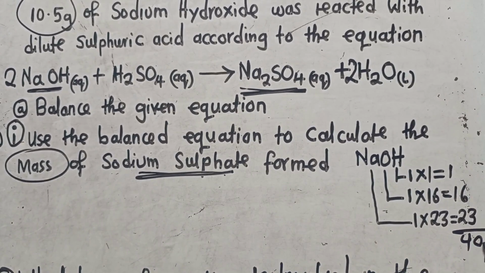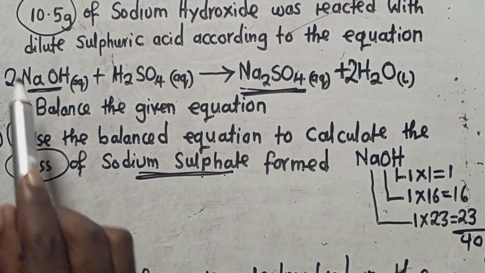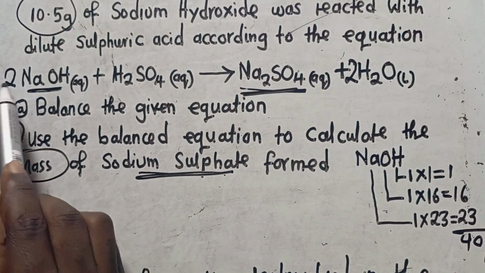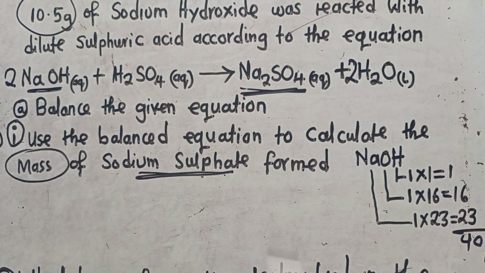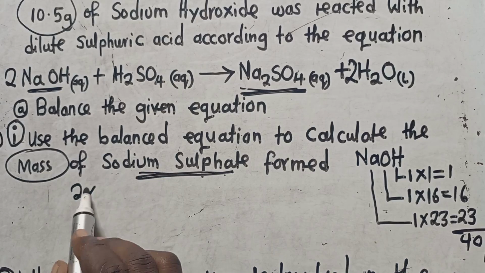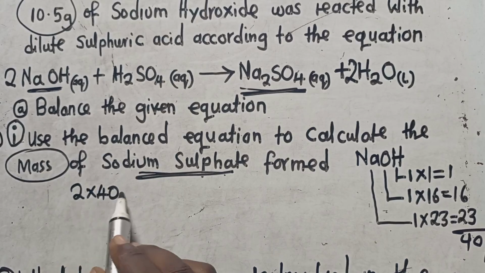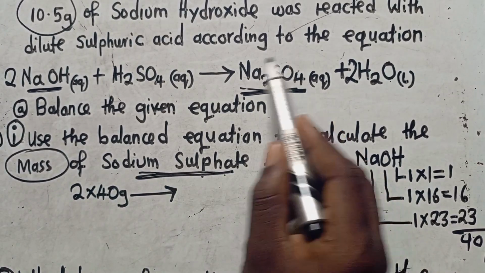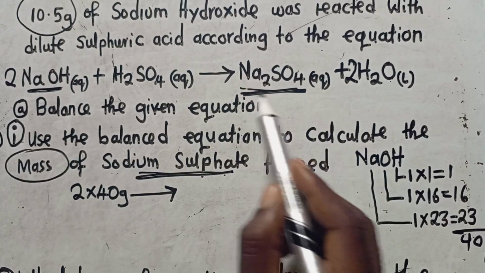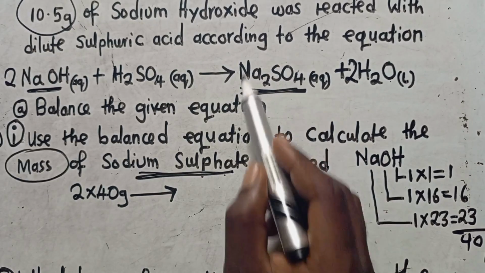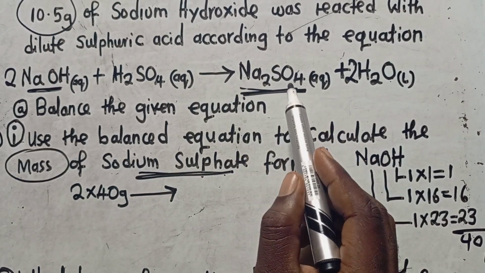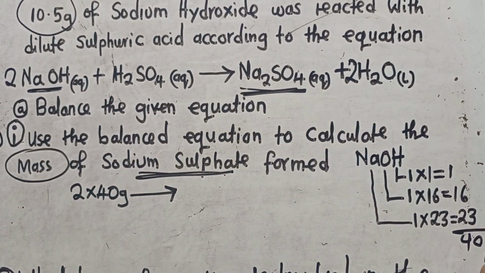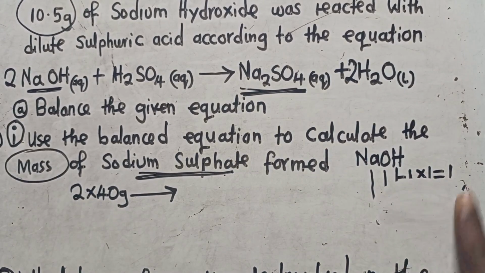We get 40. The question is saying use the balanced equation. There is a 2 here, so this 40 times 2. So we are saying 2 times the 40 that we've calculated. We equate it to what we are told to find now, the mass for sodium sulfate. So I guess you've seen now how I've calculated this.